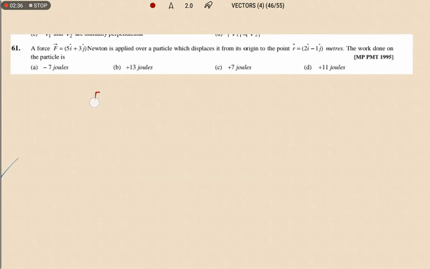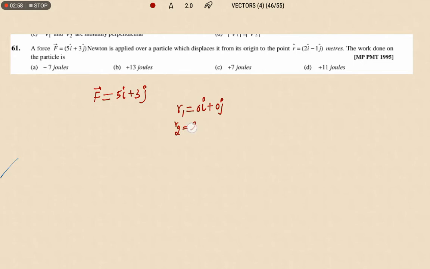A force F bar equals 5i plus 3j acts on a particle and displaces it from the origin. So what is the initial position? The initial position is 0i plus 0j. To which position is it shifting? To R2 equals 2i minus j.